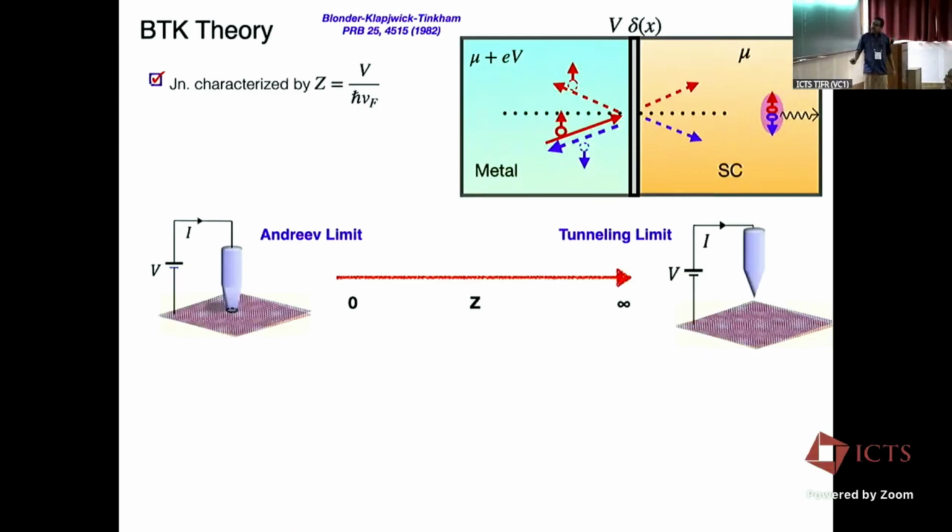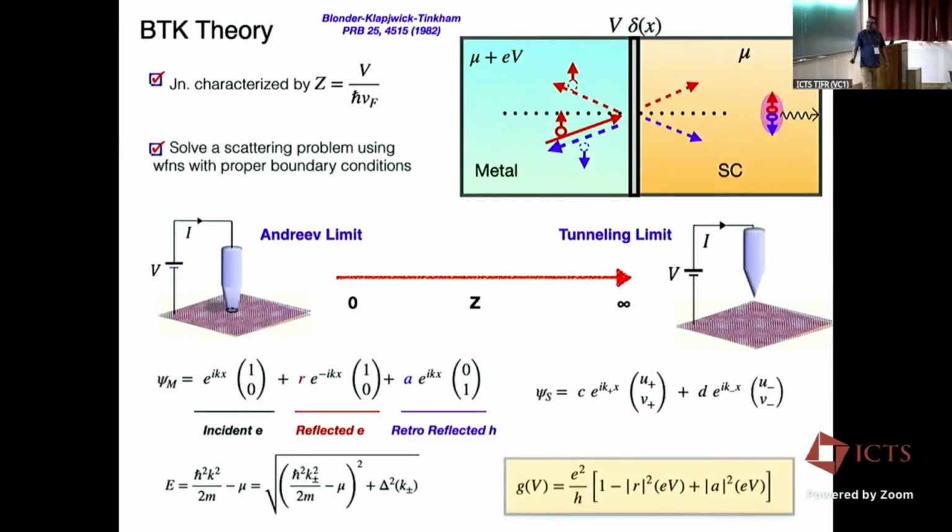Okay? And the idea usually thought of is that if you are crashing the tip, you are in the low Z limit, you are forming a contact with very low resistance. It's the Andreev limit. And if you're doing STM, you have vacuum or air, so basically you are in the high Z limit. So one way, the standard way people would think of it is increasing Z from 0 to infinity as you are going down with the STM tip. That's one way to think of it.